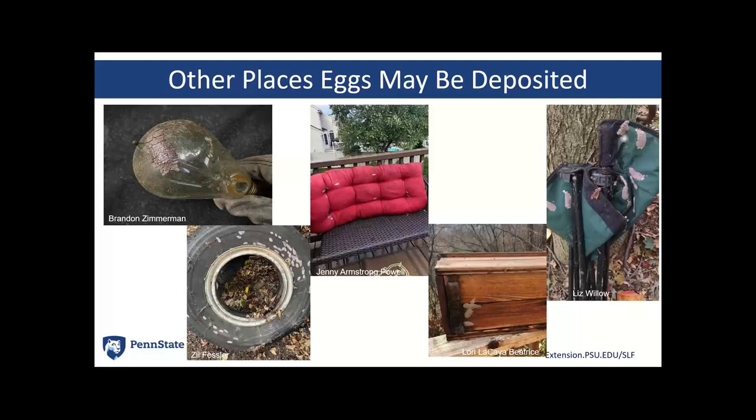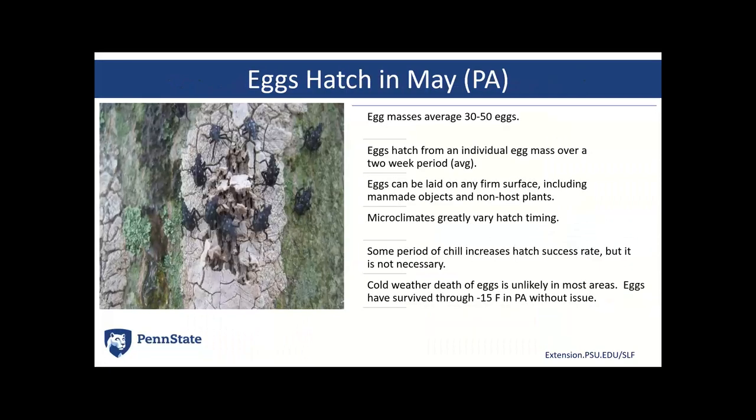You have to be aware if you're taking something from an infested area, particularly campers, trailers, things like that, you can easily start a new population in a new area when you move those items. The eggs will hatch in May, roughly 30 to 50 eggs on average in an egg mass. The eggs hatch from the individual egg mass, I need to correct that, mostly over a two-day period we found, but individual egg masses on a site are over multiple weeks.